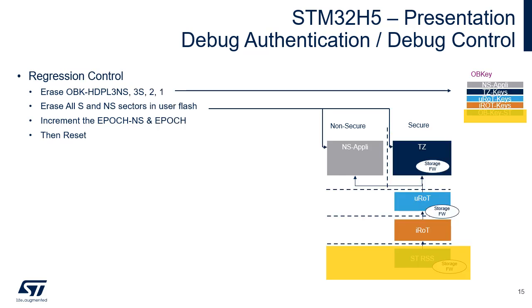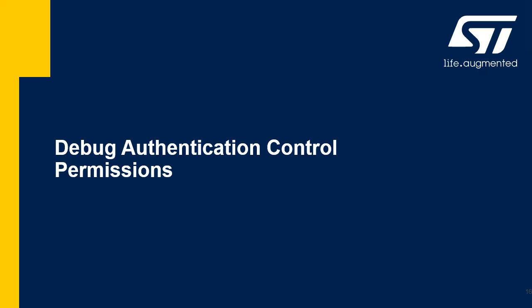Reopening debug with non-secure and secure regression automatically causes the erasure of the NS sectors in user flash, the erasure of the secure sectors in user flash, and the erasure of option byte keys related to NS application, TrustZone, updatable ROT, and immutable ROT. Epoch NS and epoch are incremented. This is a countermeasure against rollback. Then reset is applied. Therefore, all keys and flash contents are lost except resources belonging to the RSS that can never be changed. The next subchapter describes the debug authentication control programmable permissions.